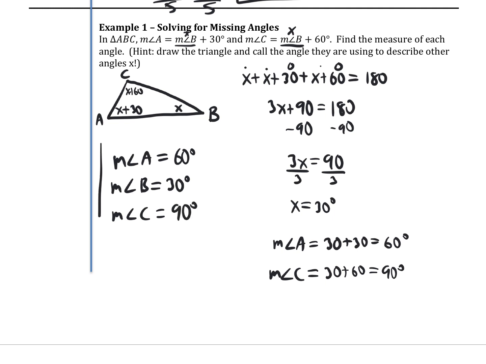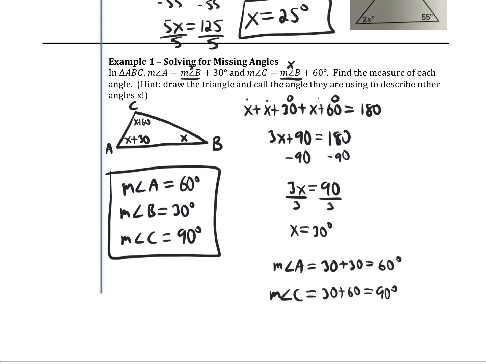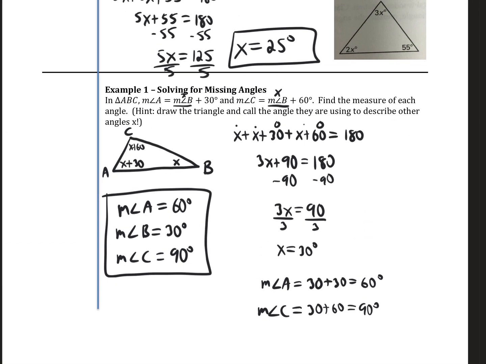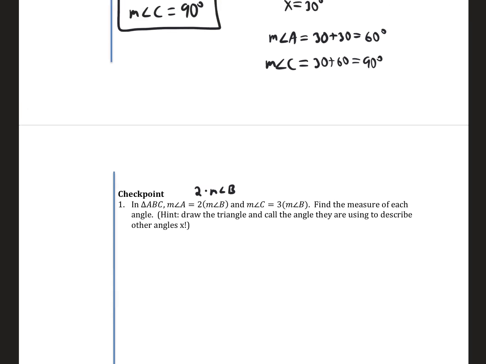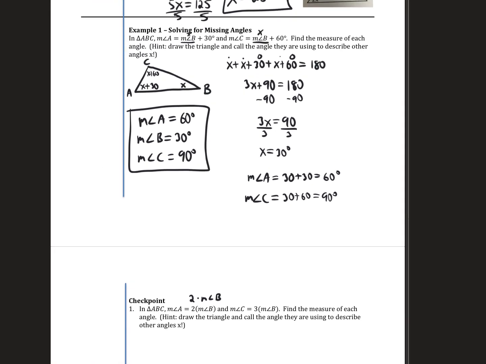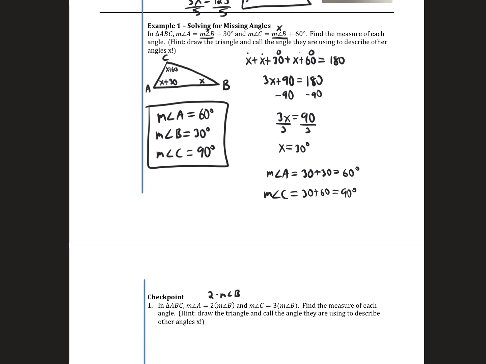And there we solved for these angles by solving for X, okay? So the trick for these problems is making sure that you label the one that they're using to describe other angles. You just call that X, and then you do whatever it's saying to do to X, basically. And that's kind of how you solve this. Okay, we have another example down here which is very similar. Right down here, this is 2 times measure of angle B. So why don't you go ahead and try checkpoint 1. I'll zoom out a little bit so you can see what we did, and try checkpoint 1, see how you do.